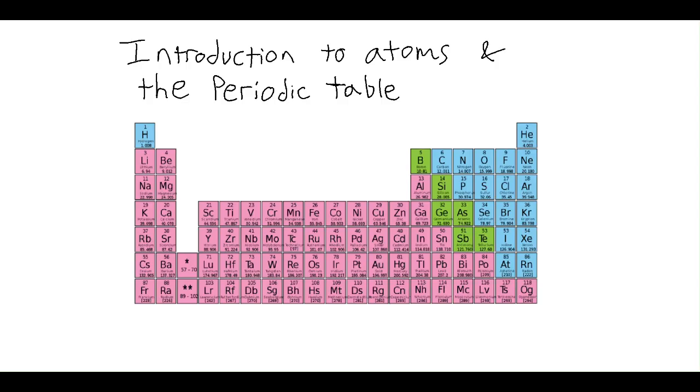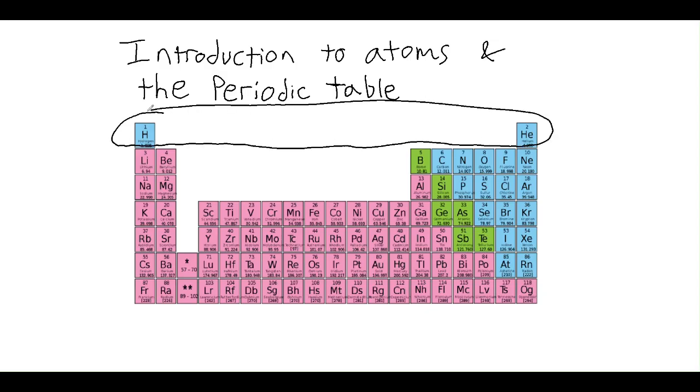Let's begin by talking about how the layout of the periodic table relates to the placement of electrons within the orbit of an atom. So each row of the periodic table represents a different shell. The first row is the first shell, and since there are 2 atoms within that row, that means that shell holds 2 electrons.